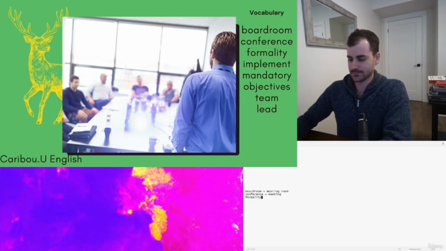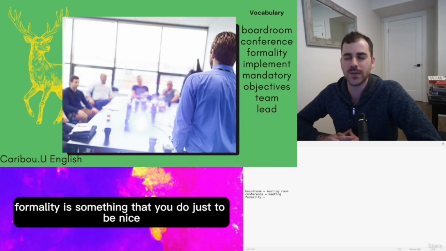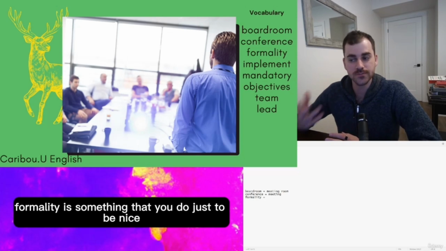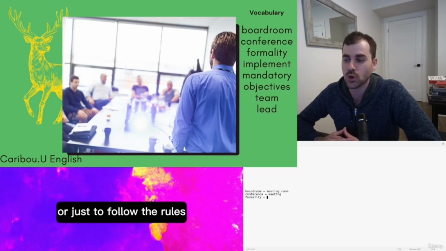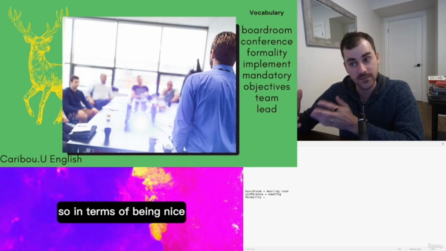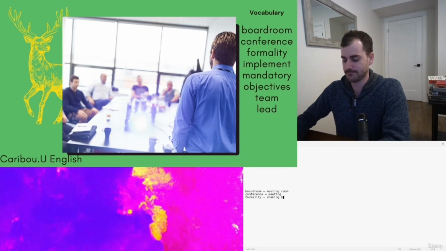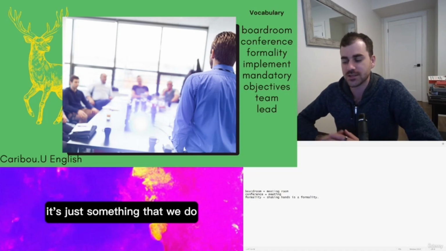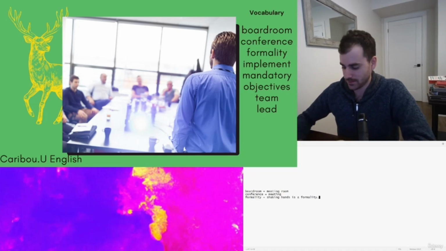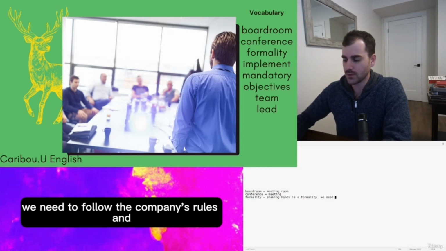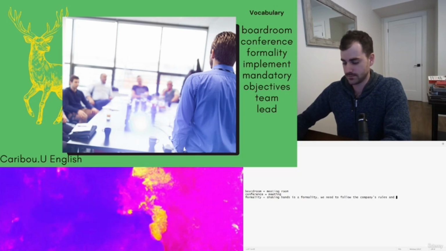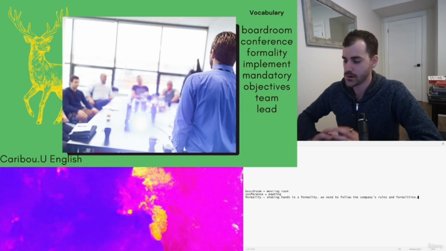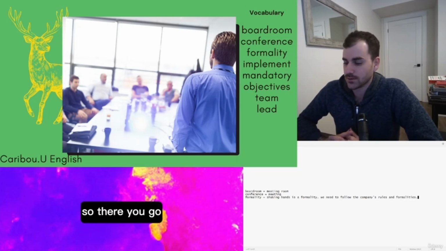Formality. Formality is something that you do just to be nice or just to follow the rules. So in terms of being nice, you can say shaking hands is a formality. It's just something that we do. You could say we need to follow the company's rules and formalities. So there you go.